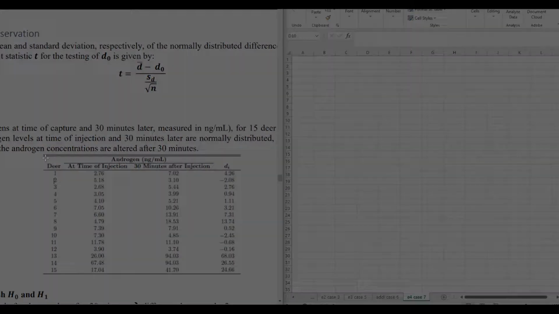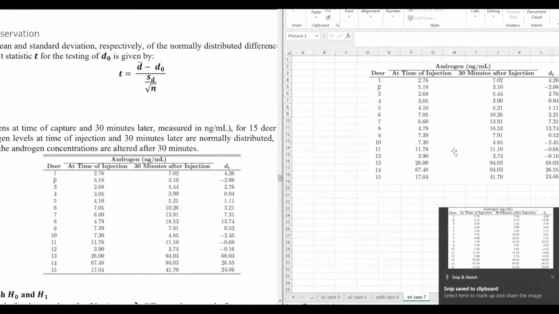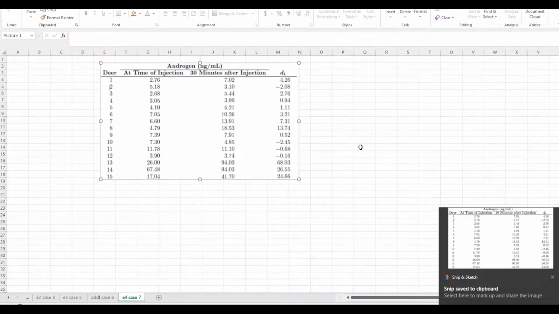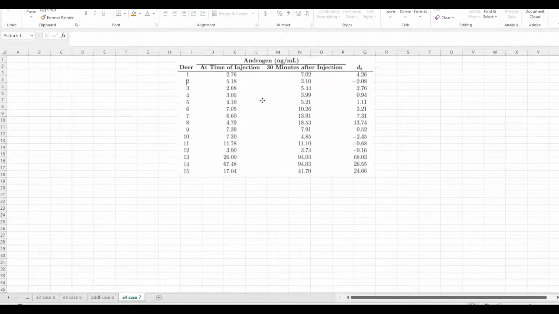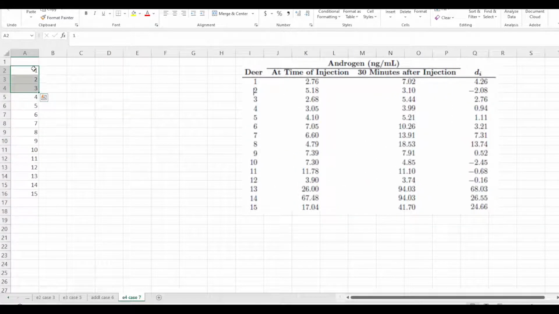Unfortunately, our example is not in table form, so I'll have to copy this entirely again. Bear with me here, class. 7, 8, and I can drag this down, up to 15. That's the beauty of Excel: if you have a series of numbers, it can autofill. So that could be a time-saving feature.